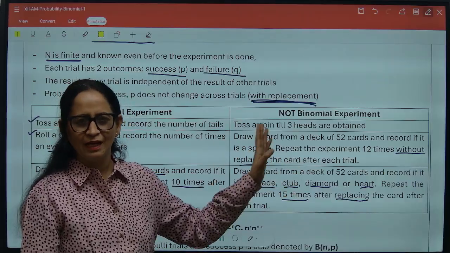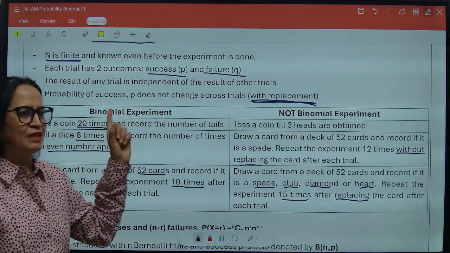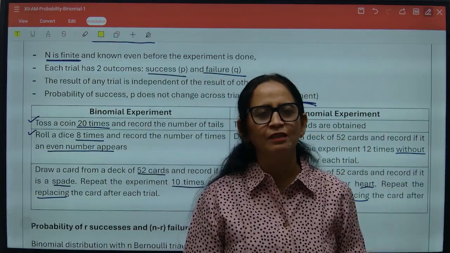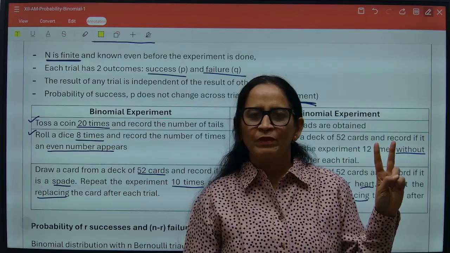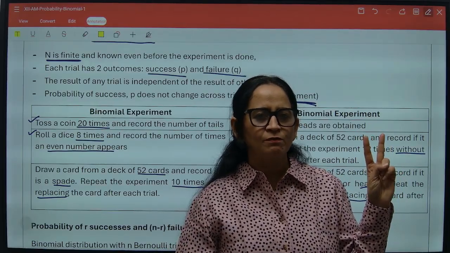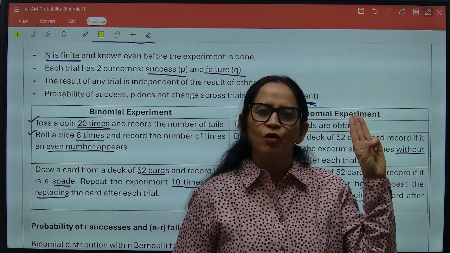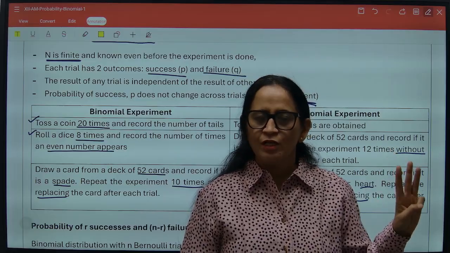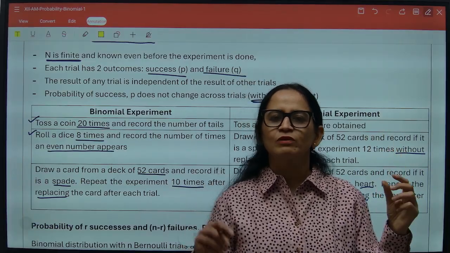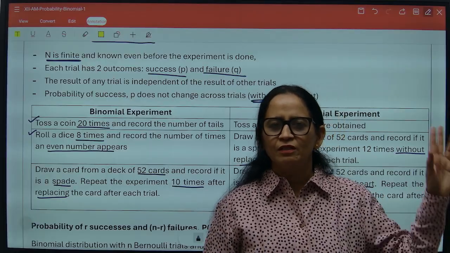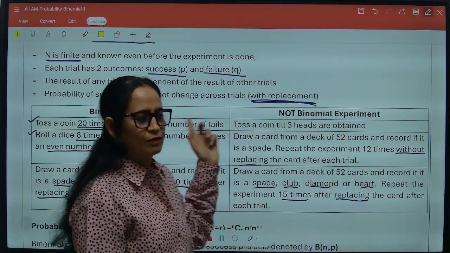Success, failure. That's it. So first thing we need to understand is number 1, binomial distribution should have a finite number of trials. Number 2, there are only 2 possible outcomes. One is success, one is failure. And the probability of success across trials remains the same. So these are the 3 conditions. When you read a question, just make sure that all the 3 conditions are met. Only then it is a question related to binomial distribution.